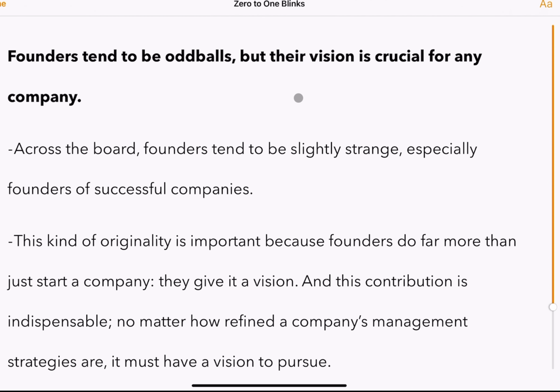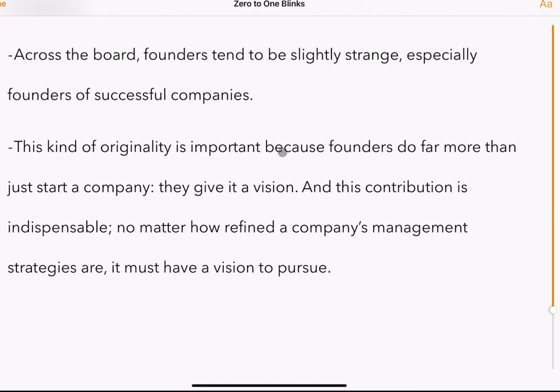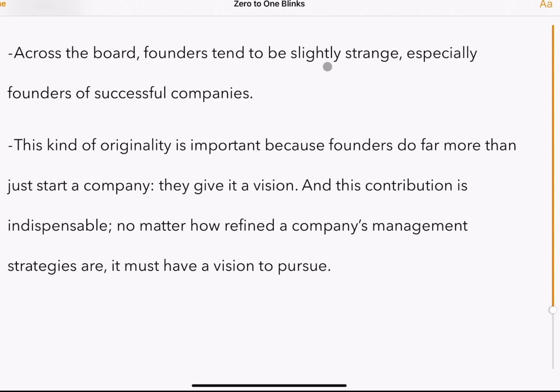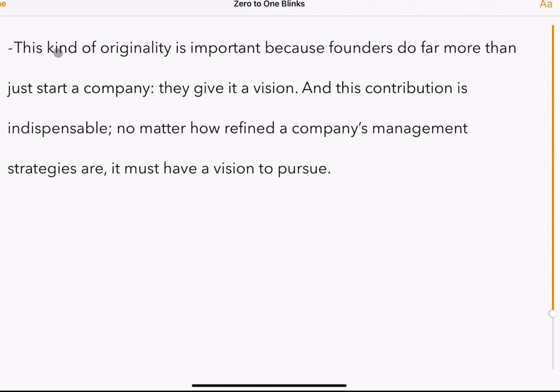Founders tend to be oddballs, but their vision is crucial for any company. Across the board, founders tend to be slightly strange, especially founders of successful companies. This kind of originality is important because founders do far more than just start a company. They give it vision, and this contribution is indispensable. No matter how refined a company's management strategies are, it must have a vision to pursue. Now, of course, this is when I will talk about Alex Karp, his vision, his higher level view, his unconventional background, really what I think.